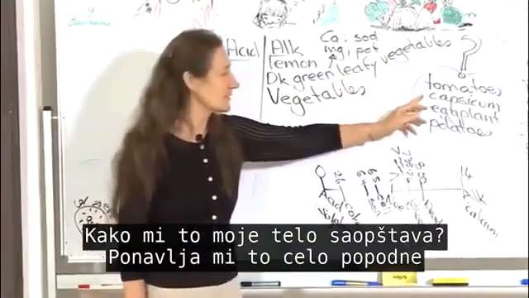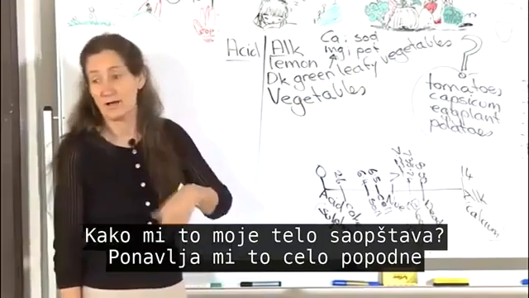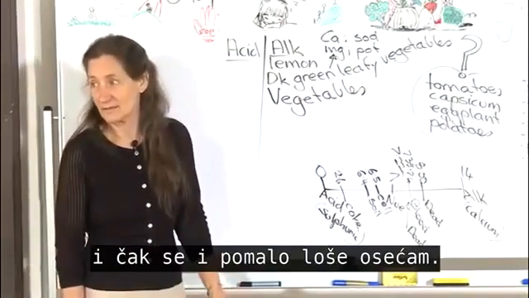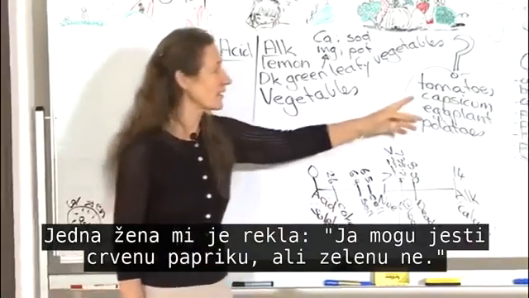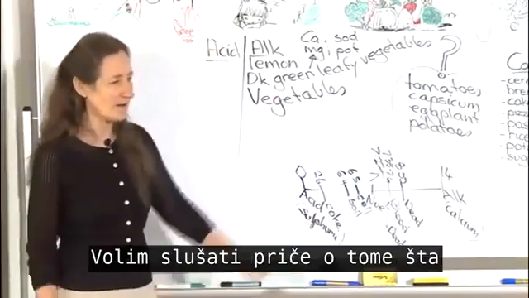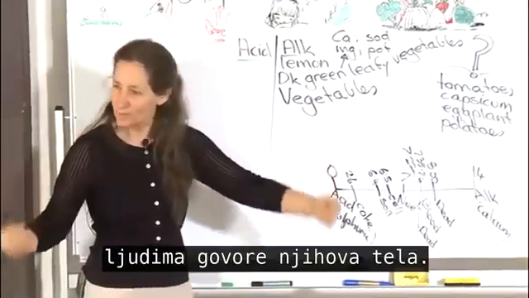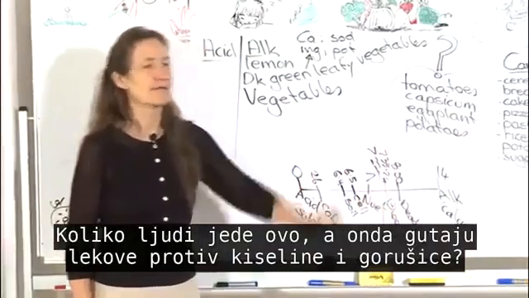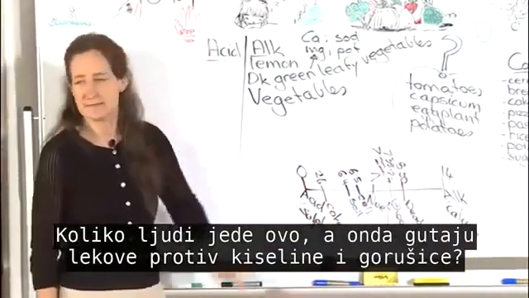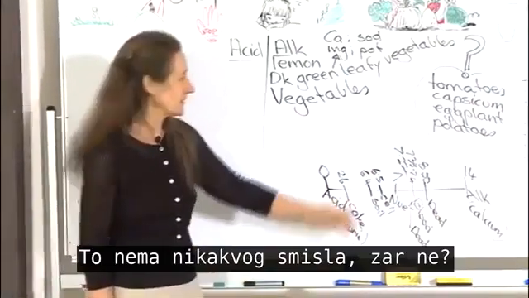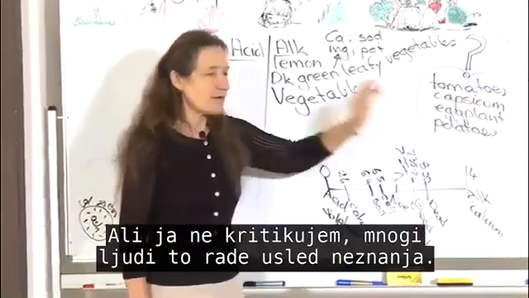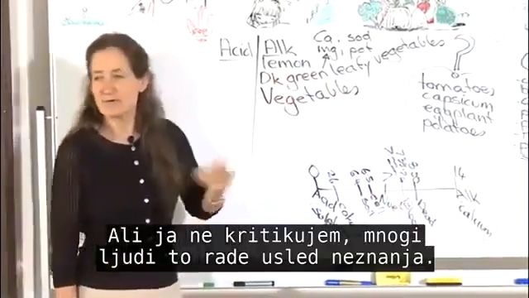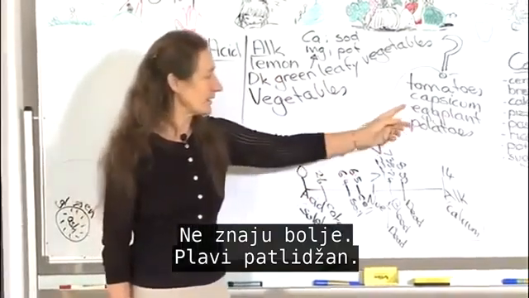How does my body tell me that? It repeats on me all afternoon, and I actually feel a little ill. One lady said, I can eat red capsicum, but not green. I love to hear stories about what people's bodies are telling them. How many people eat it and then throw down the Mylanta, the antacids? Doesn't make any sense, does it? But I'm not criticising. Many people do that through ignorance. They know no better.